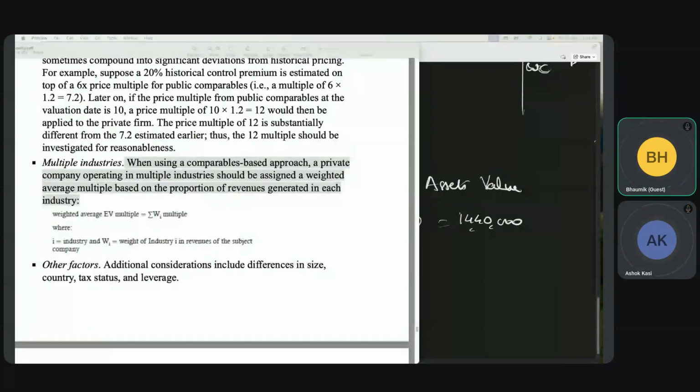So, multiple industries, when using a comparable based approach: a private company operating in multiple industries should be assigned a weighted average. For example, a company like Reliance is into multiple industries, right? So how much weight do you give to each sector they are into? It is the revenue-weighted average multiple.